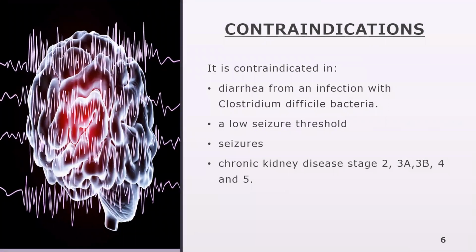Now here come the contraindications, that is, in which conditions the drug should not be administered. Cilastatin is contraindicated in a condition called diarrhea, diarrhea which is caused by the bacteria Clostridium difficile, a low seizure threshold, other types of seizures, and chronic kidney disease stages 2, 3A, 3B, 4, and 5. In all these conditions, cilastatin is contraindicated.